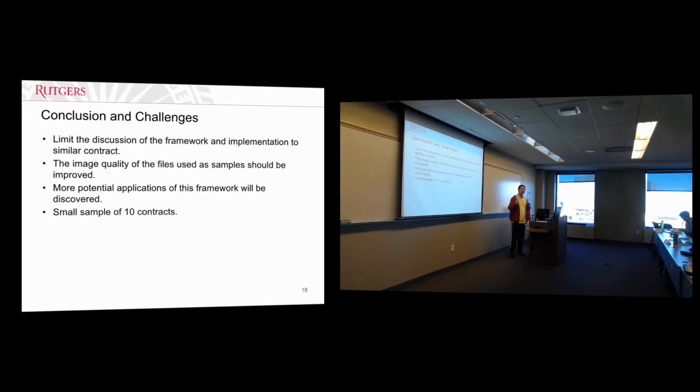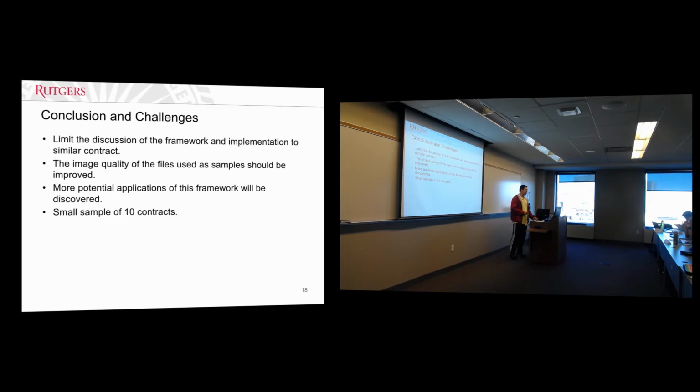For example, there are not many other subsystems proposed in the framework, for example, fraud detection and risk analysis. However, the feasibility and the use of these systems are not demonstrated. And the last limitation is that only 10 contracts are used as samples in this research. Maybe in the future we can use more samples to show the demonstration and the feasibility of this system.